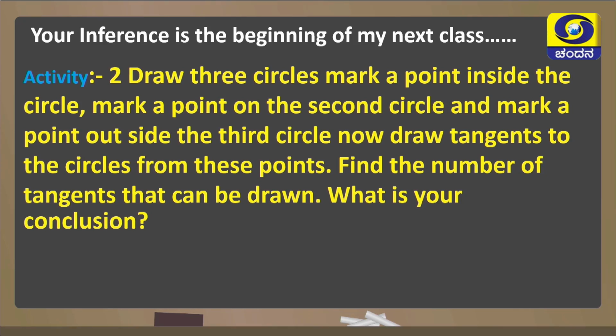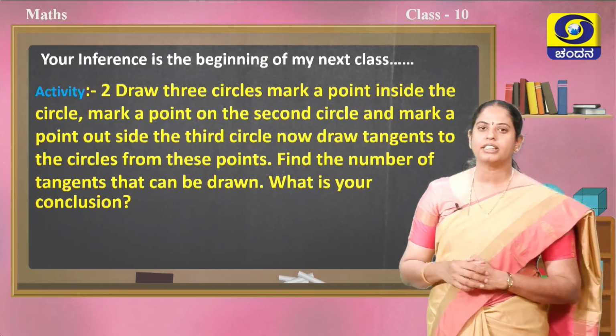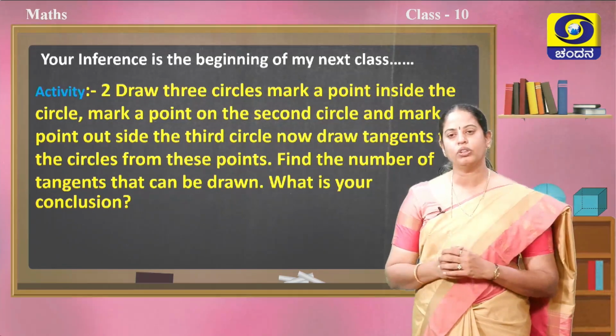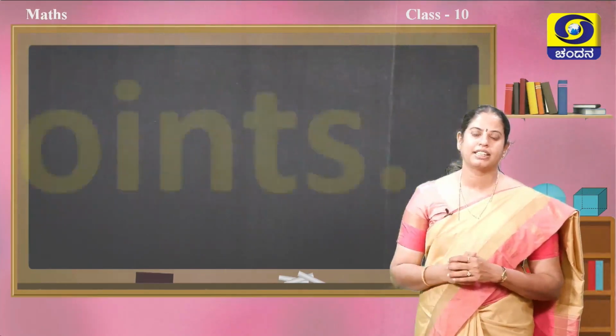Now, draw tangents to the circle from these points. Try to draw the number of tangents that are possible from those points. Find the number of tangents that can be drawn. What is your conclusion? You have to record your inference. Okay. These two activities you have to do before watching the next class, children.